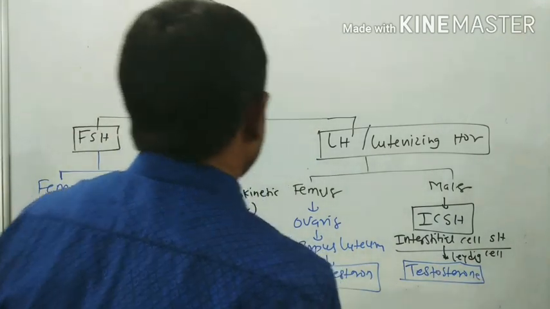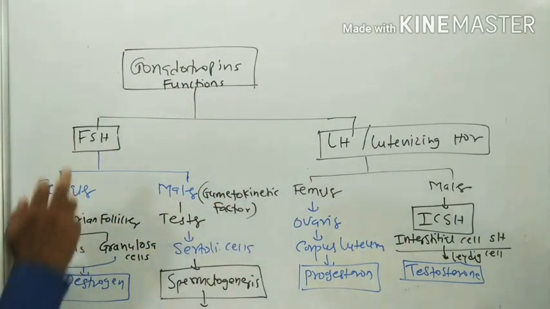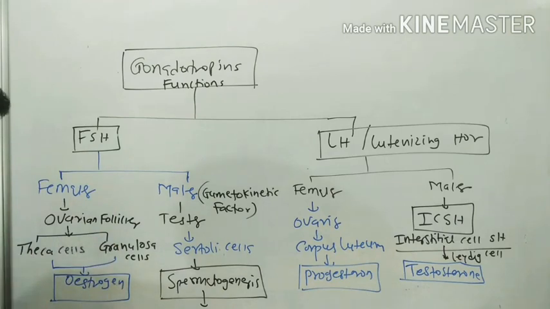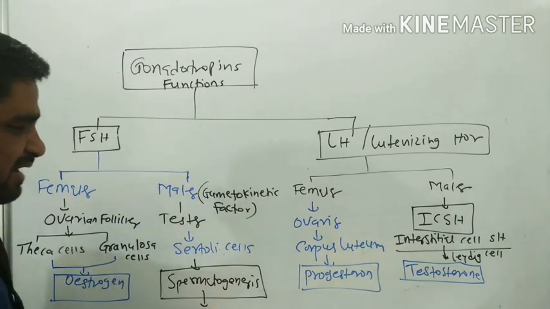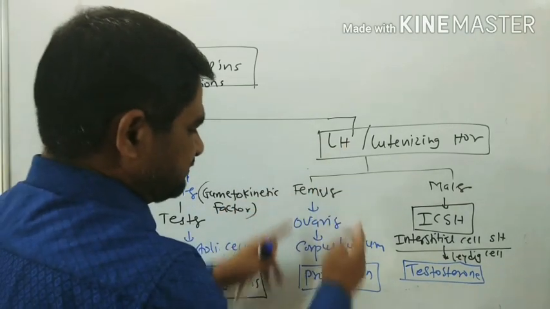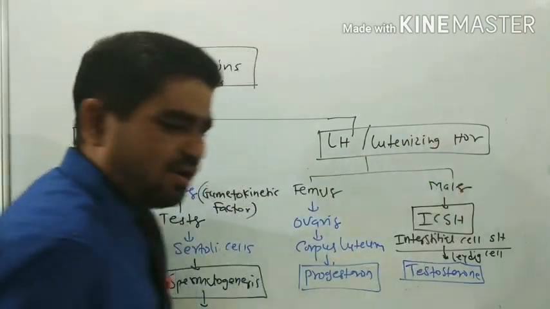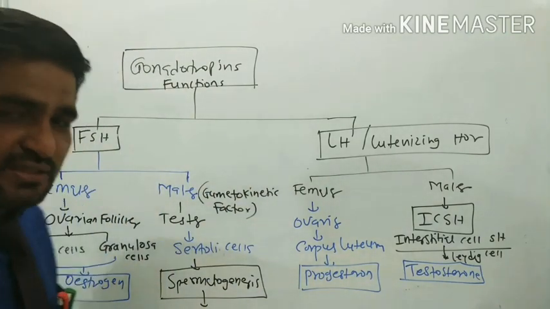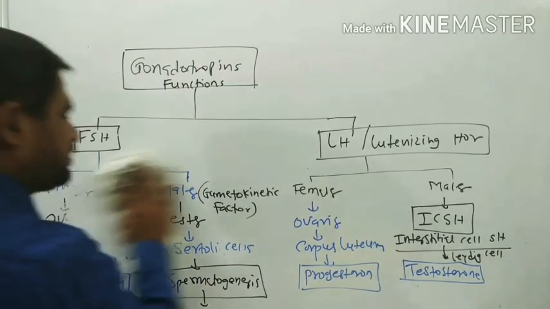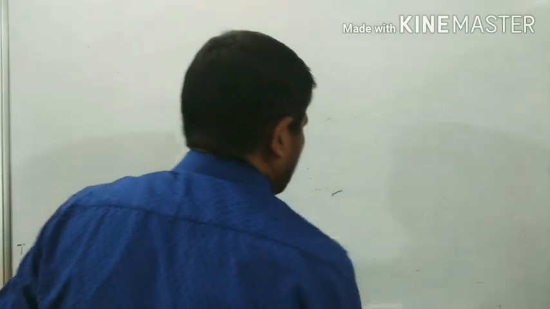So these are called gonadotropins, FSH and LH. The actions are: FSH in females, production of estrogen; FSH in males, spermatogenesis; LH in females, progesterone; and LH in males is production of testosterone. So these are the different gonadotropins. Now, what is the control of this gonadotropic secretion? This is very, very interesting. What is the control of gonadotropin secretion?